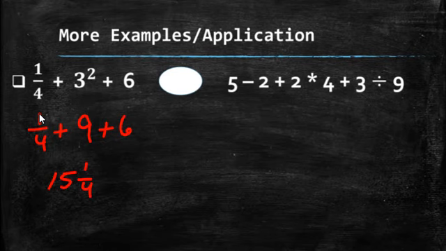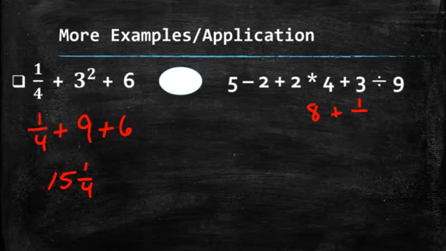The other side, I have 5 minus 2 plus 2 times 4 plus 3 divided by 9. So I need to simplify first. 2 times 4 is 8. 3 divided by 9 is 1/3. 5 minus 2 plus 8 plus 1/3.